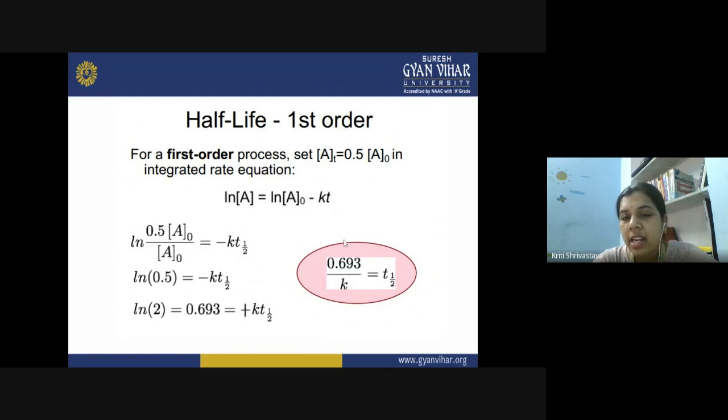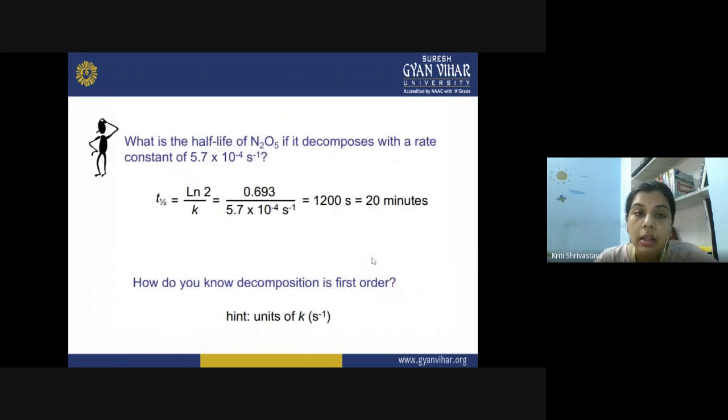So this is a very handy expression, very handy formula, and you can quickly calculate the half-life of a particular first order reaction by just simply putting the value of the rate constant given to you. Otherwise, if the rate constant value is not given and the half-life value is given to you, then you can alternatively calculate the rate constant of the first order reaction. So this formula is very important. So let us solve an example here.